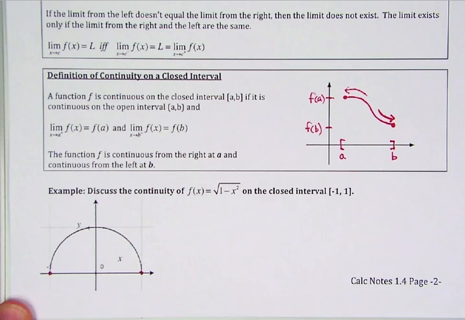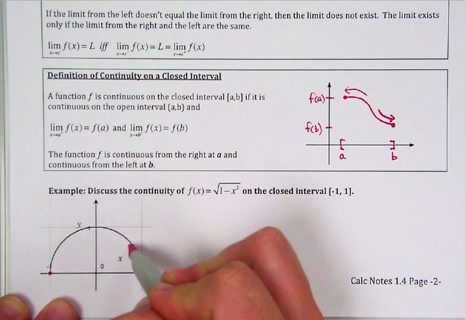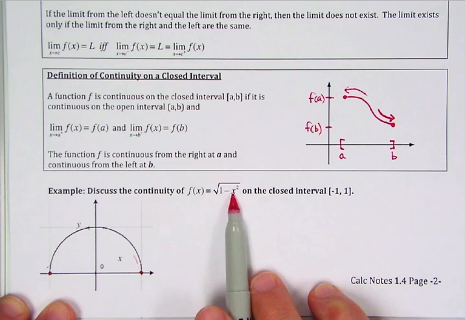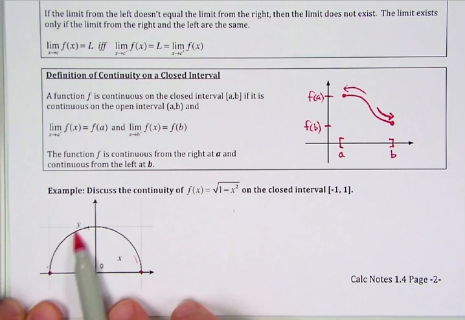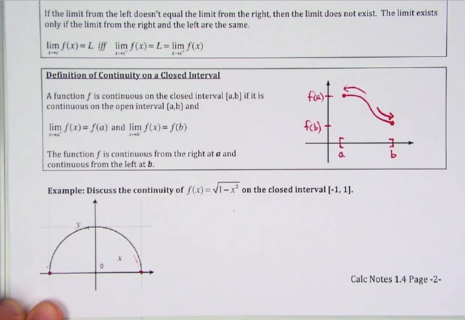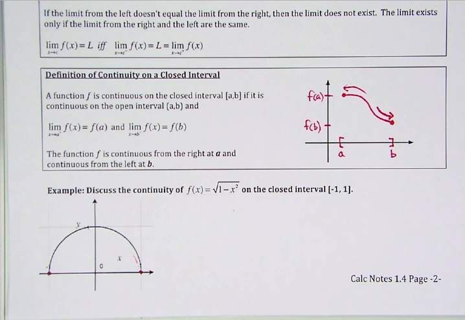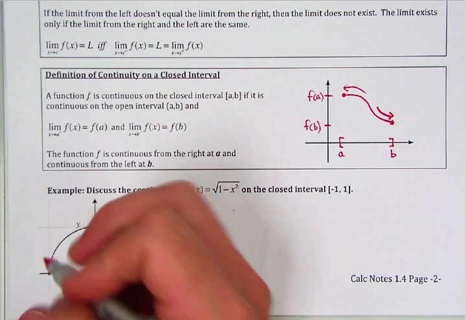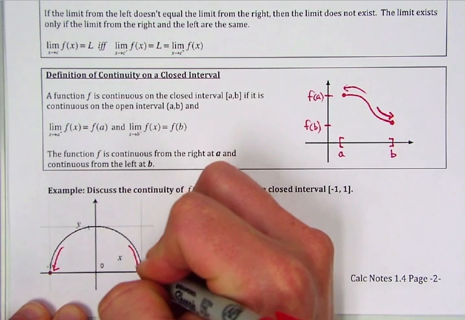So first off, is this continuous on the open interval? Okay, so if we plug in anything from negative 1 to 1 in here, we do get a value, so it is defined, and we can find all of those limits. So we know it's continuous on the open interval. Now we're going to check the closed interval. So coming here from the left and from the right.